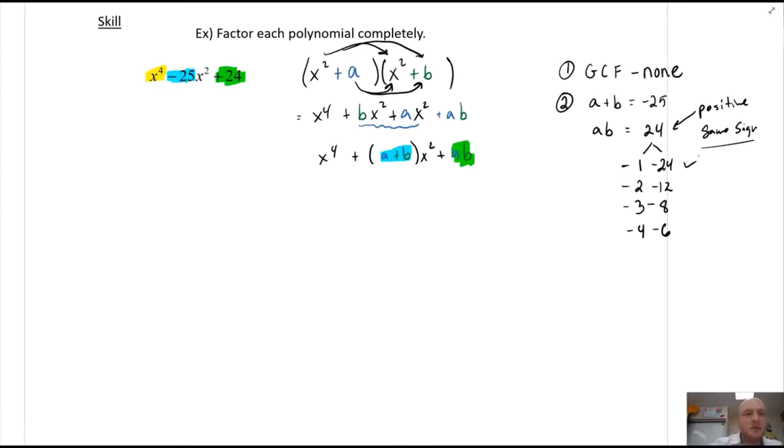Let's rewrite our trinomial. So our trinomial is x to the fourth, and I'm going to rewrite my middle term. You see how it's negative 25?